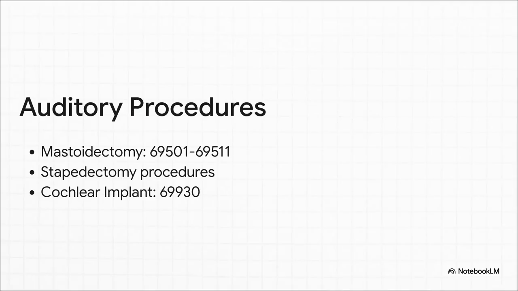Beyond just ear tubes, we need to navigate the deeper auditory structures. So keep your tabs ready for mastoidectomy in the 69501 to 69511 range, stapedectomy, and cochlear implants, specifically code 69930. Critically, you've also got to master tympanoplasty procedures, code 69631 through 69646. These codes are highly specific. They depend on whether the repair was done with or without ossicular chain reconstruction, which is also known as ossiculoplasty, and whether it was performed with or without a mastoidectomy. You've got to pinpoint those exact details in the documentation.